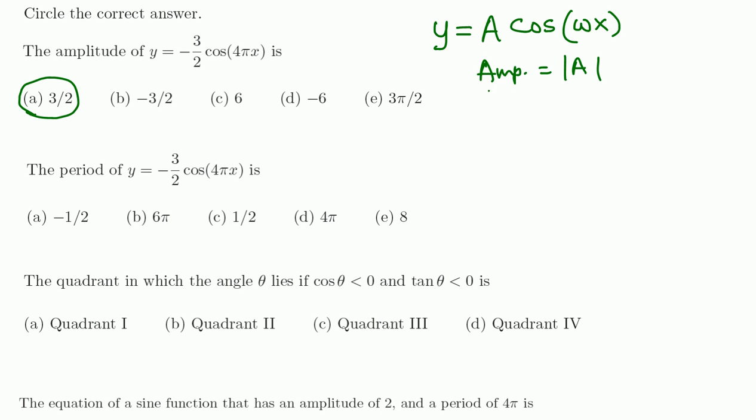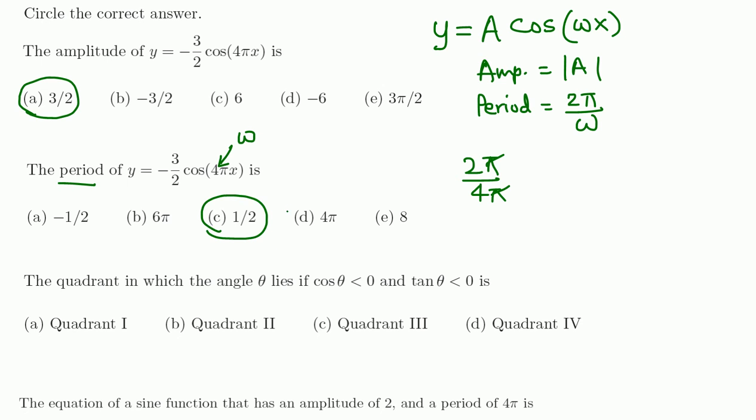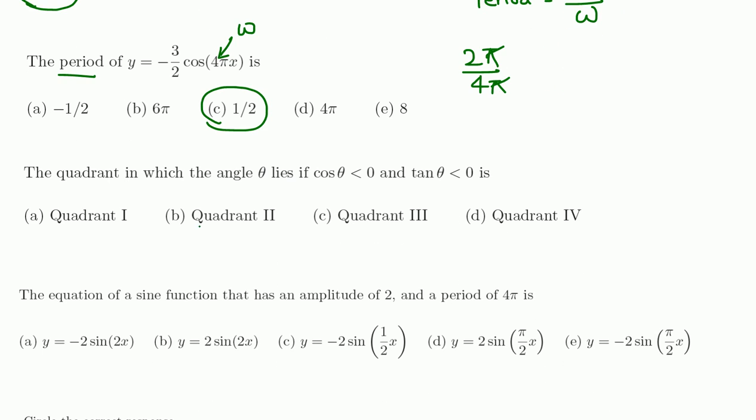And for the same function, we can find the period, that's given by 2 pi over this coefficient in front of x, 2 pi over omega. So for our question, which asks to find the period, omega is 4 pi. So 2 pi over 4 pi, pi cancel, 2 over 4 is 1/2. So this is the period. Okay, let's move to the third question.